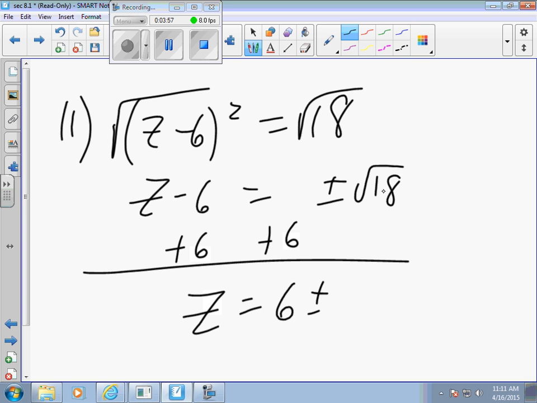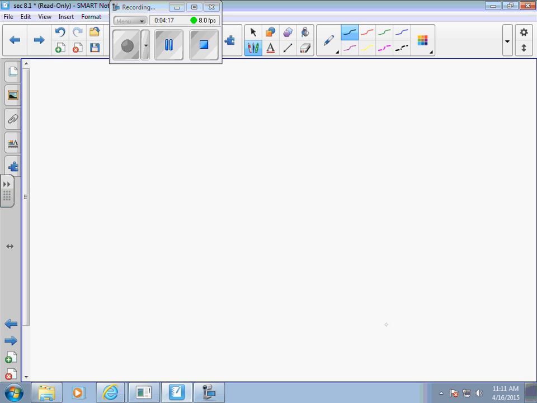Now, can I simplify this? Well, we had the square root of 18 before, and it was 3 root 2, so I'm going to leave it that way. Can I add these together and get 9 root 2? Or 3 root 2, 6 minus 3? No, because you can't add or subtract whole numbers and radical numbers.